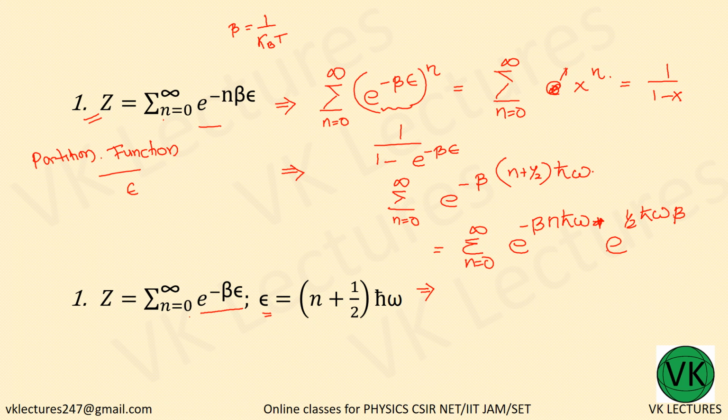Now half beta h cross omega is a constant, because n is the only variable here, n equal to 0 to infinity. So bring that outside: e raised to minus half beta h cross omega, sum over n equal to 0 to infinity. This I will write as e raised to minus beta h cross omega whole to the power n.